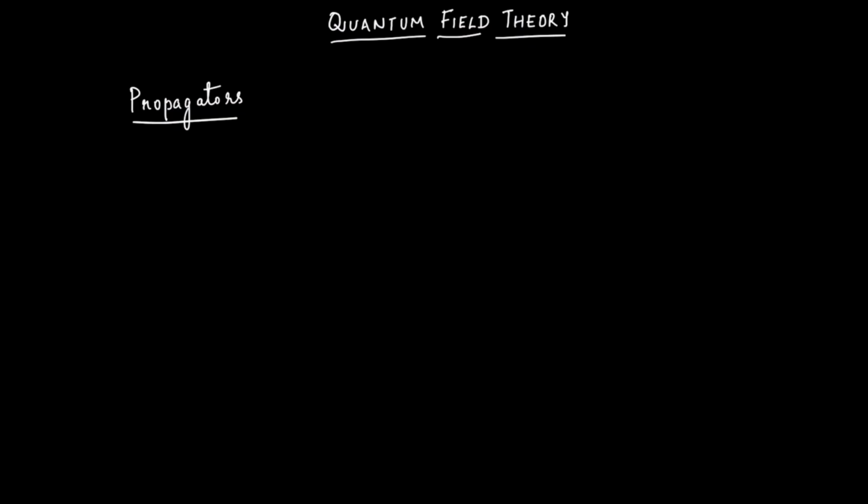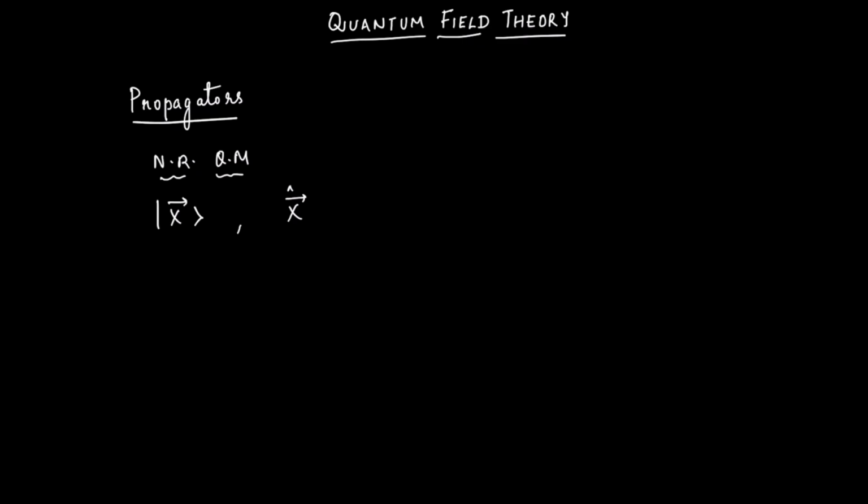In non-relativistic quantum mechanics, the position vector |x> is the eigenvector of the position operator x cap, right? This is in non-relativistic quantum mechanics. The position vector is the eigenvector of the position operator.